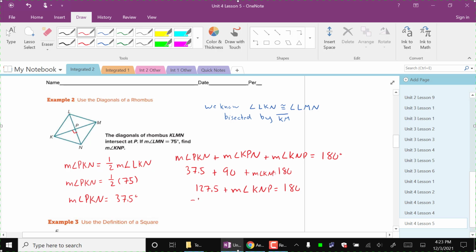Subtract 127.5 from both sides. And I get that the measure of angle KNP equals 52.5 degrees. So that would be our angle.